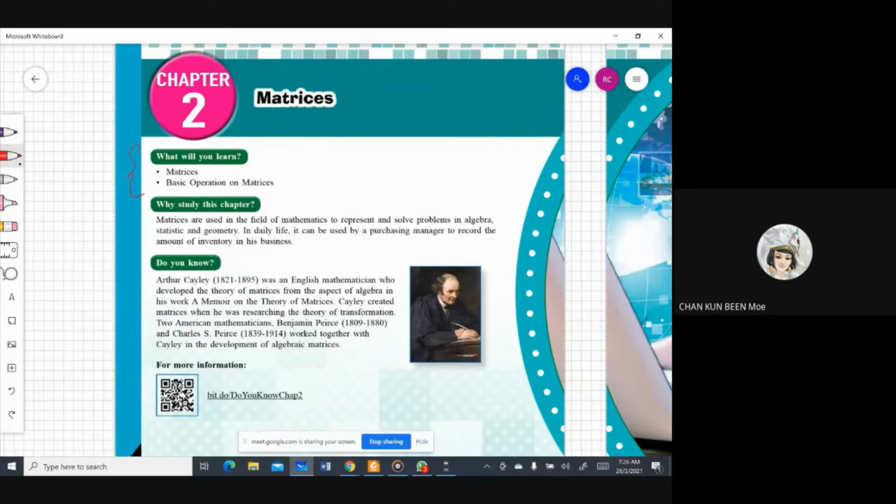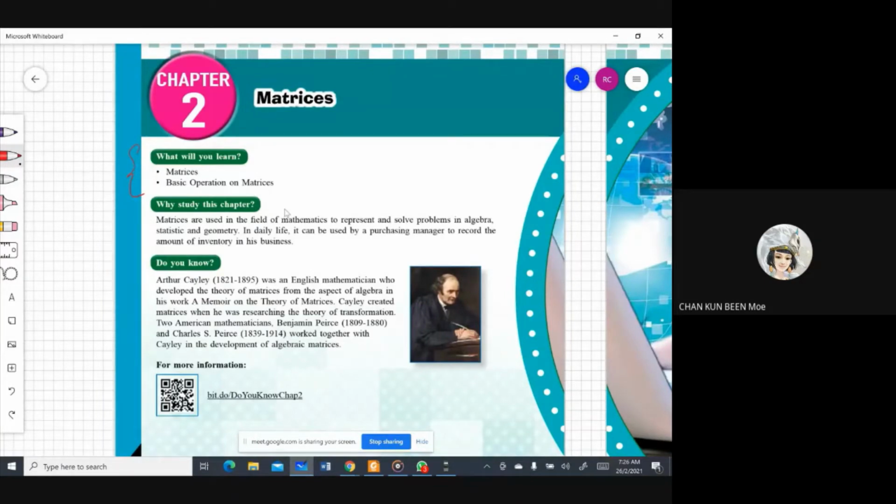There are only two subtopics. The first subtopic is about matrices, and the second subtopic is basic operation on matrices, whereby you are going to plus, minus, multiply, and divide, and then you are going to find the inverse and so on. So today we are going to learn matrices first.